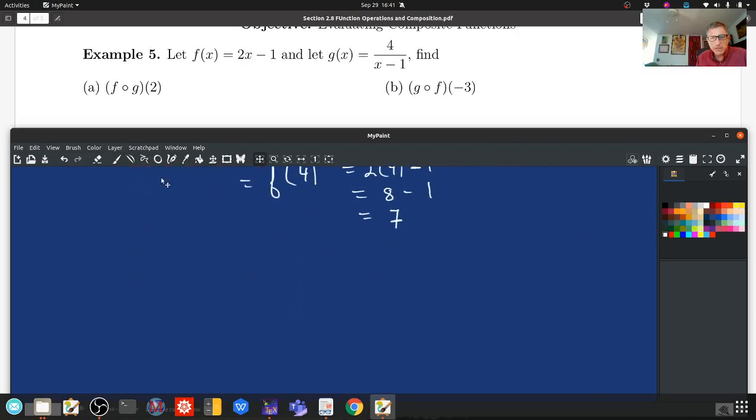So now let's do g composed of f. Do you think they'll be the same answers? All I've done is just switch the places of f and g. So 5b.